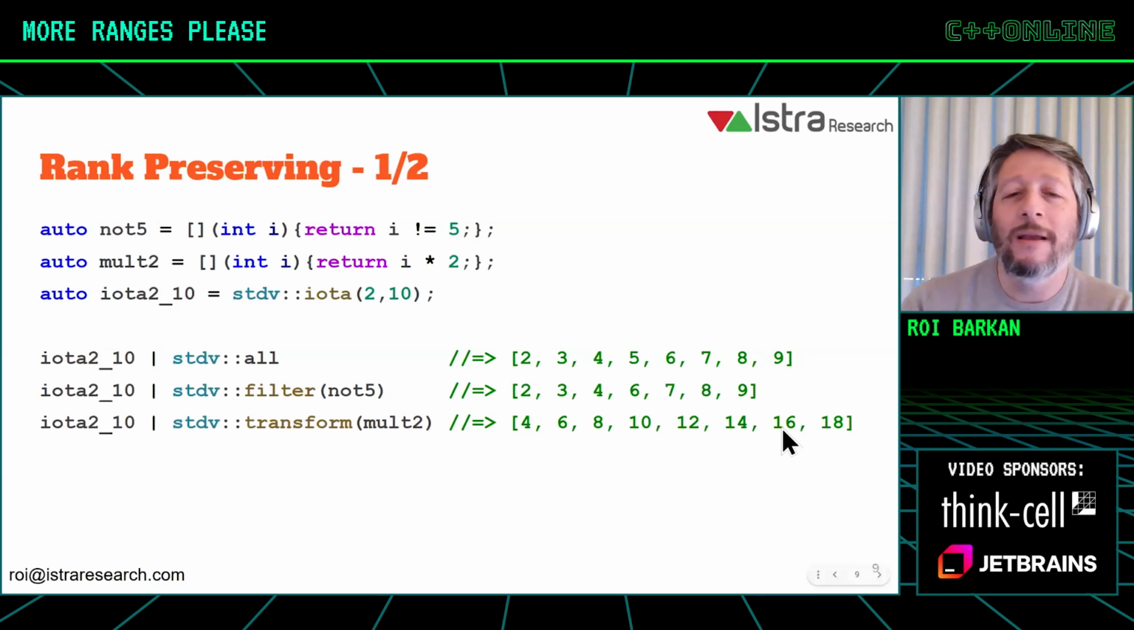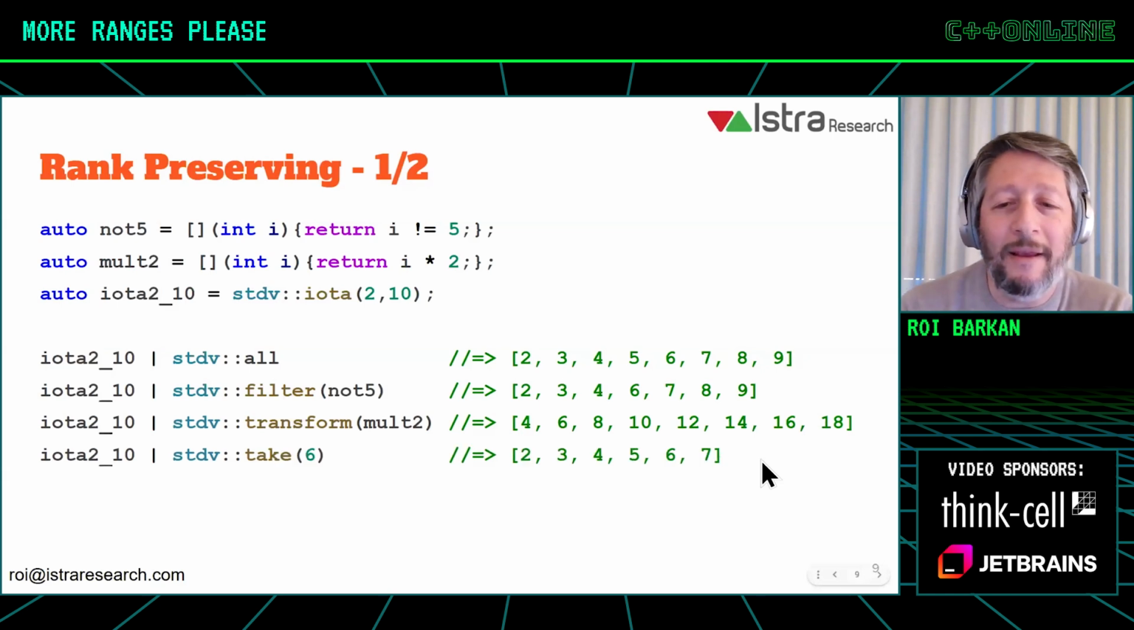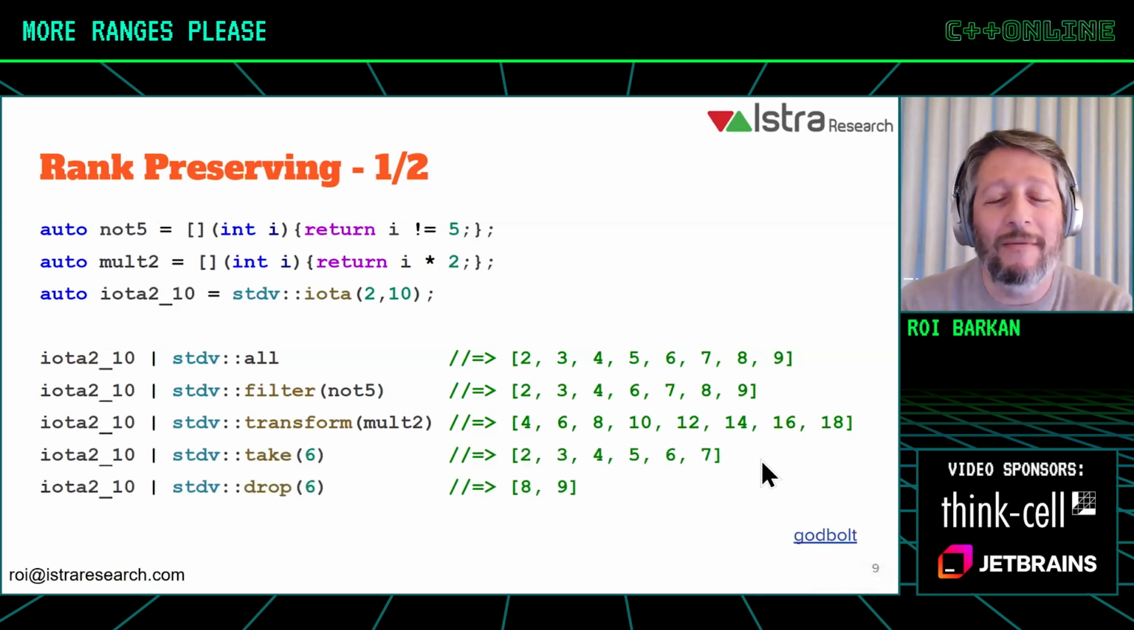Transform, as you've seen before, can perform a transformation on each and every element one by one. And take and drop are other adapters that basically manipulate the head or the tail of a range.